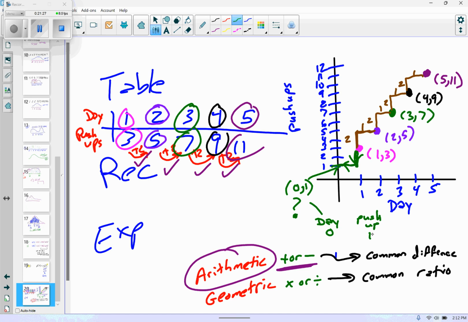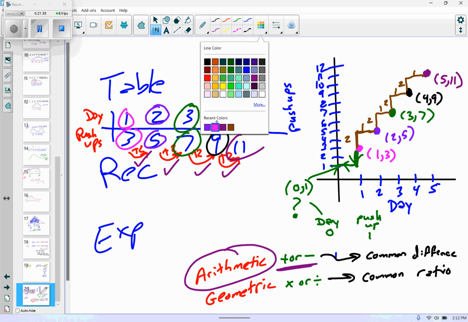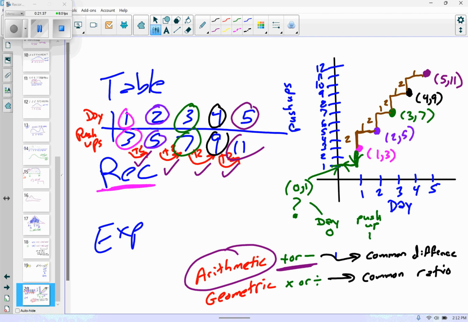So we want to look at this first. We want the recursive function. The recursive function, if you remember, we're going to use words. So next equals previous.